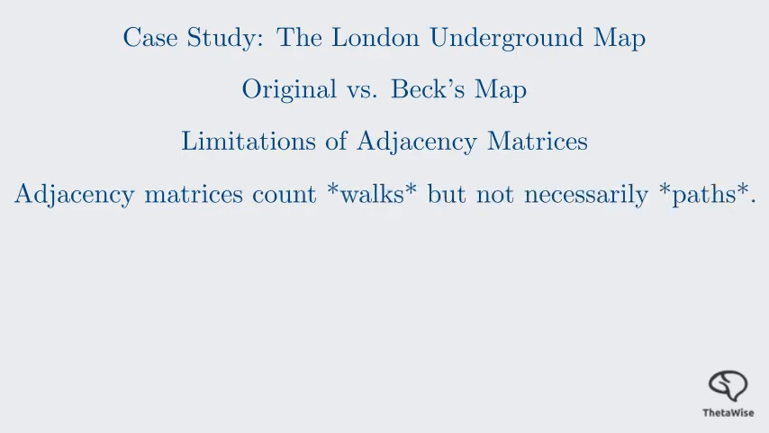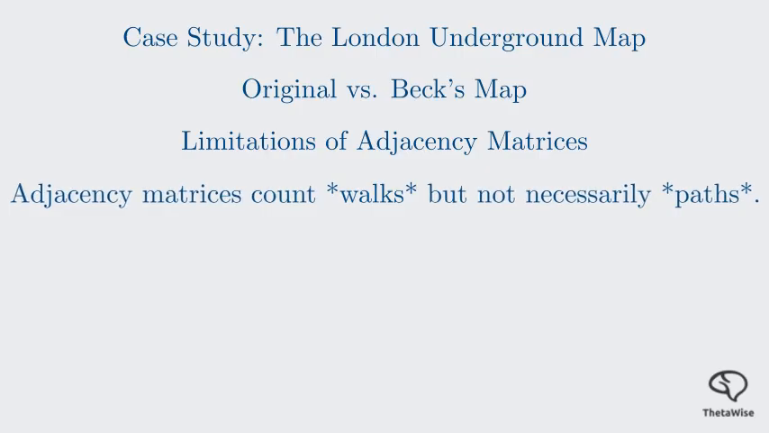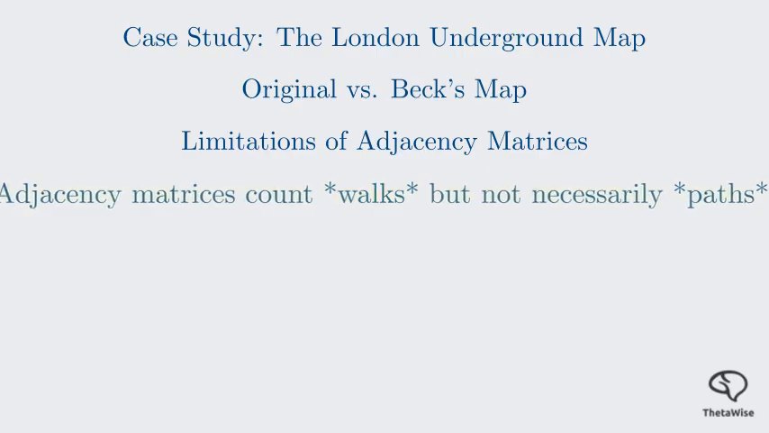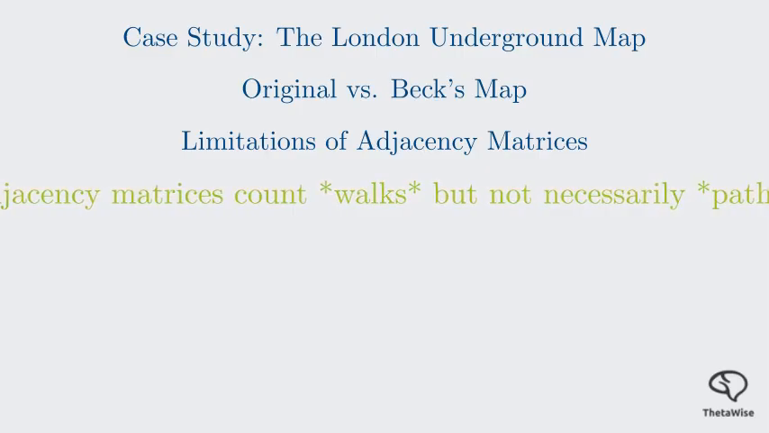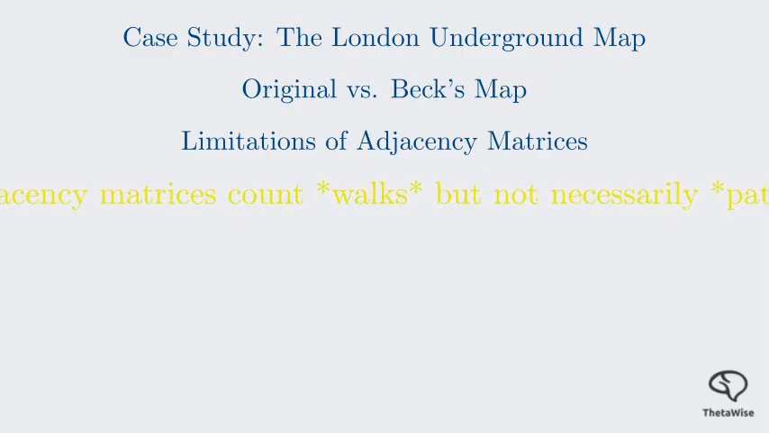The matrix A cubed doesn't just count paths, it counts walks. For a salesman, a walk that backtracks is not useful. He needs a path. This is a key limitation. We use the terms walk, trail, path, circuit, and cycle to describe routes with increasing restrictions to handle these nuances, concepts we will explore in detail in a future lesson.